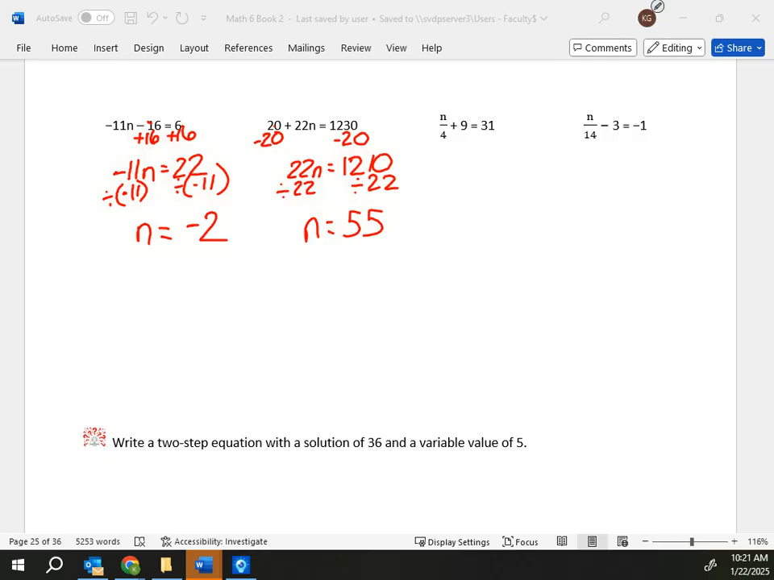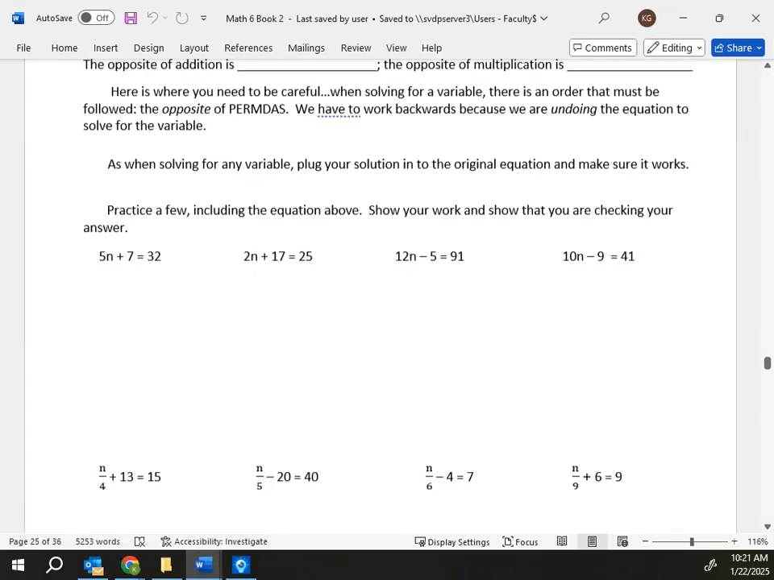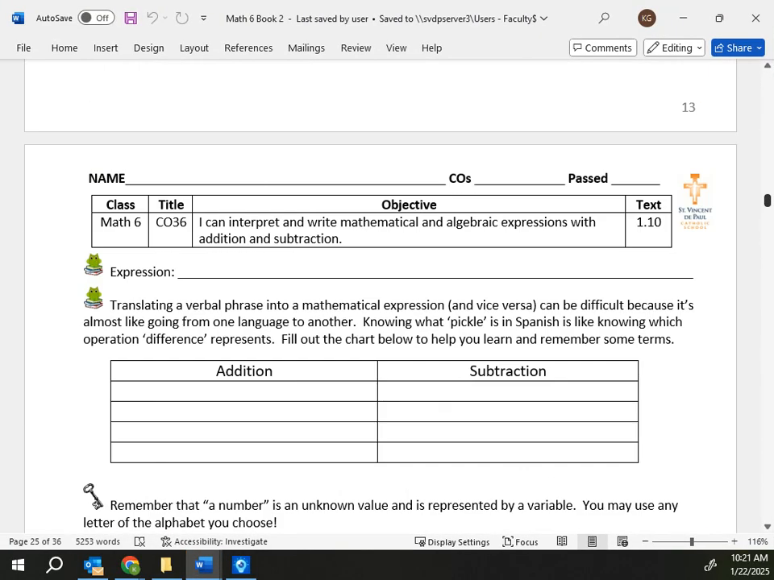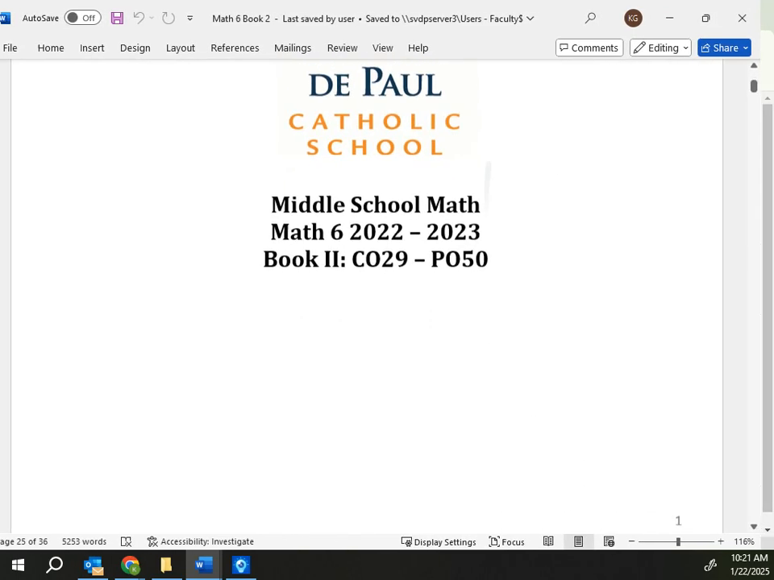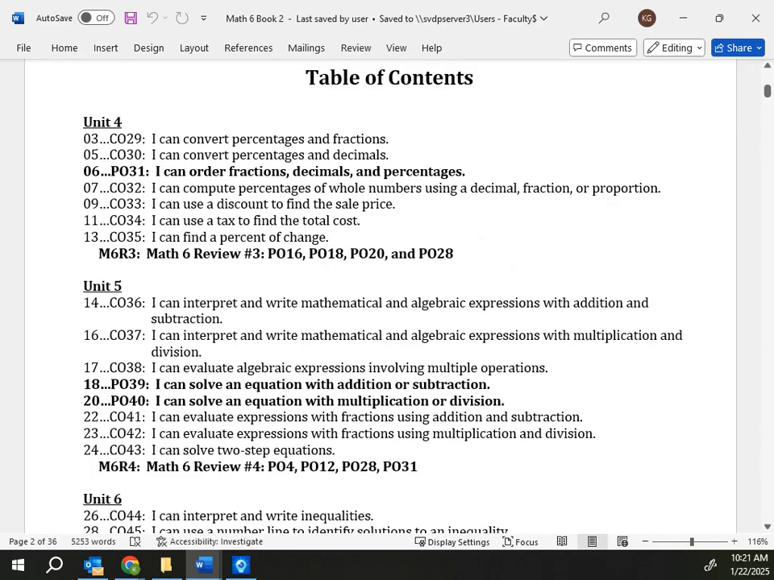All right. Now, remember we always have a review section. So our review, if we look at the very front of our book, we will see our table of contents. We are on Unit 5. And down here it says M6R4. So M6 Review 4, which objectives are we going to have? Well, we're going to have PO4, PO12, PO28, and PO31. So we want to review those objectives.